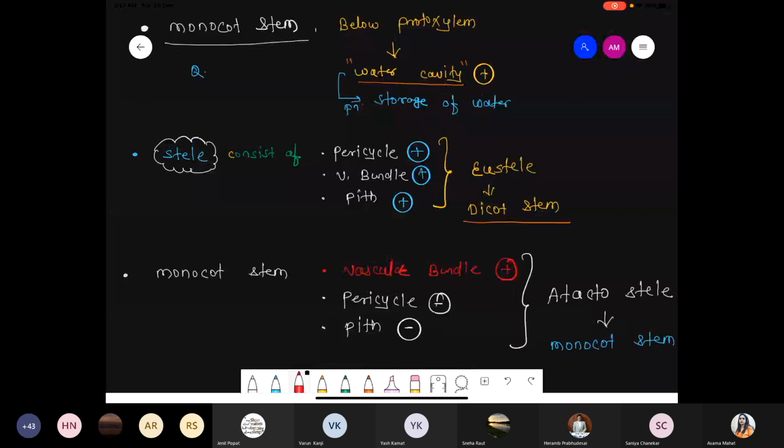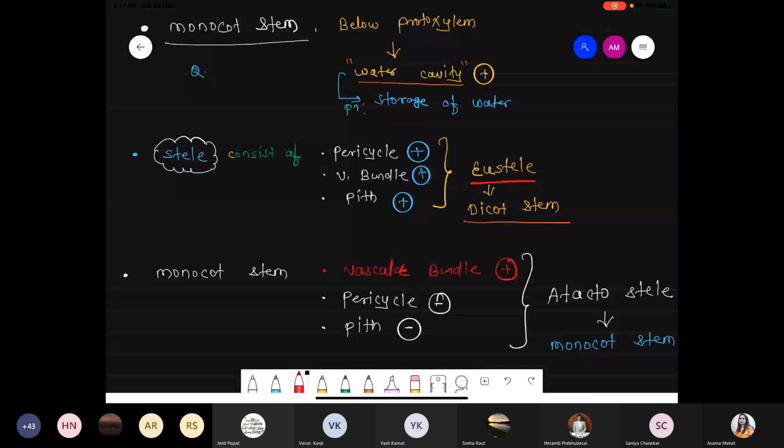Stele means what? It consists of three parts. Number 1, pericycle. Number 2, vascular bundle, and number 3, pith. If all three tissues are present, pericycle present, vascular bundle, that is xylem and phloem, also present, and pith tissue also present, that type of stele is simply called the U stele. So the U stele is a characteristic feature of the dicot stem.